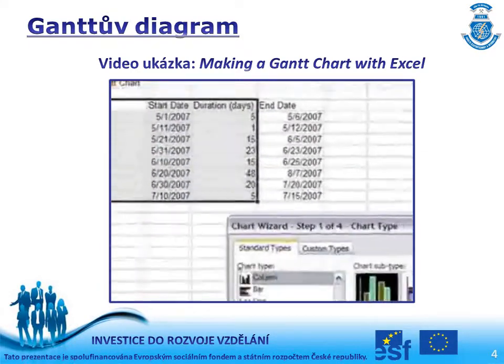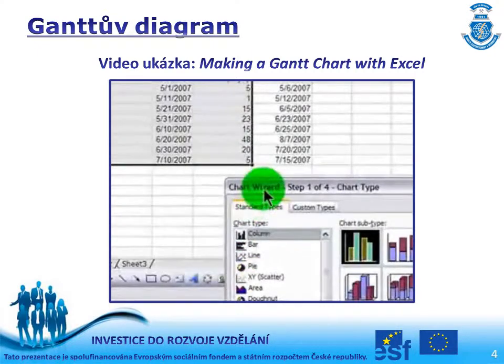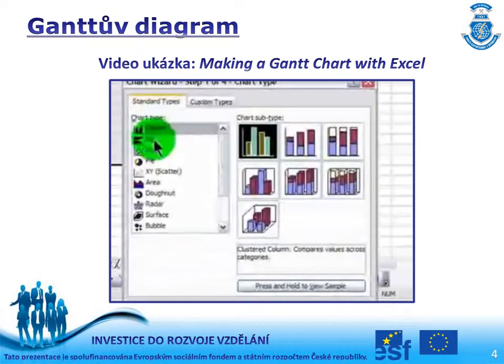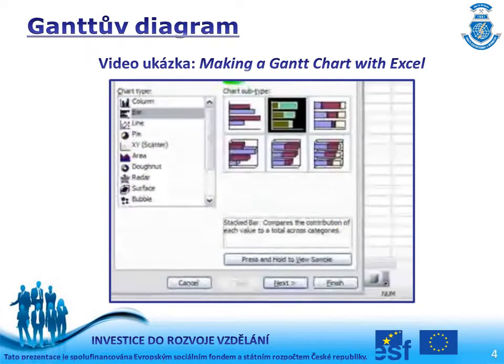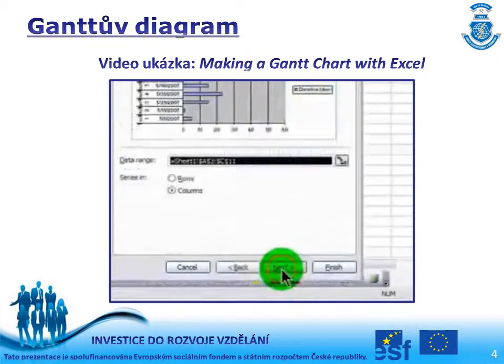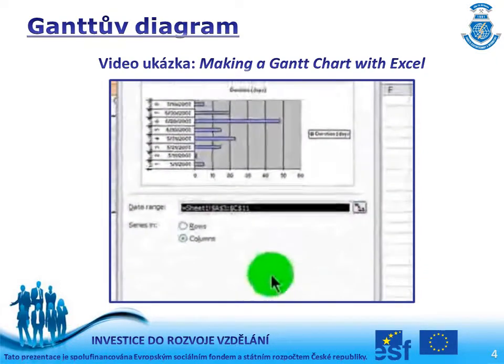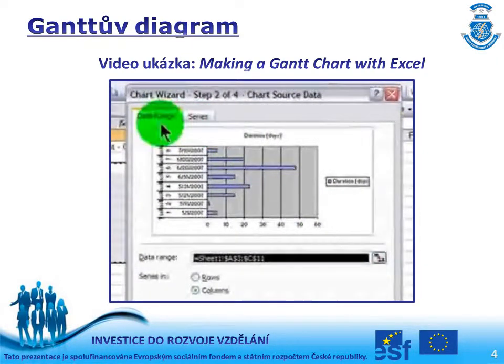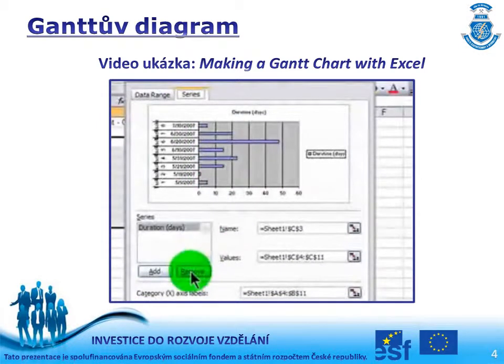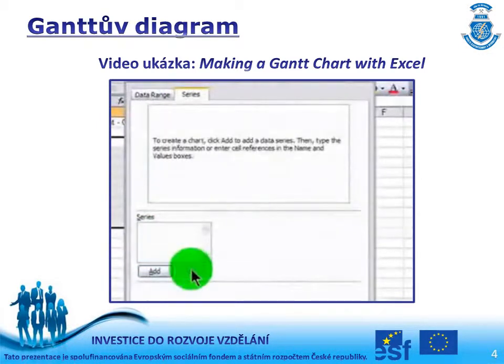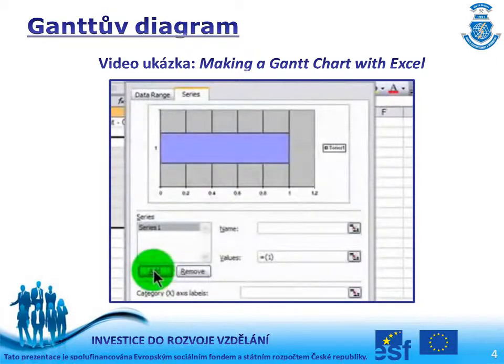I'll start my chart wizard. I'll create a bar chart with a subtype stacked bar chart. Next. Now I'm going to spend a little bit of time here. The data range, step 2 of the chart wizard, the data range is good for now. I'm going to jump over to the series tab. I'm going to remove the current series of duration, and then I'm going to add a series.